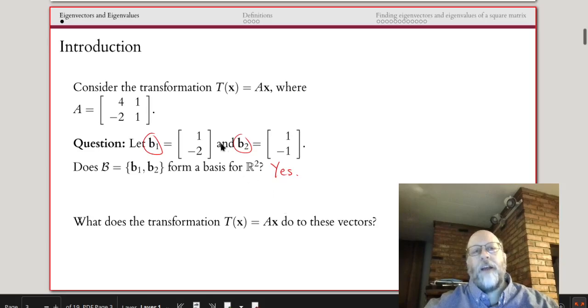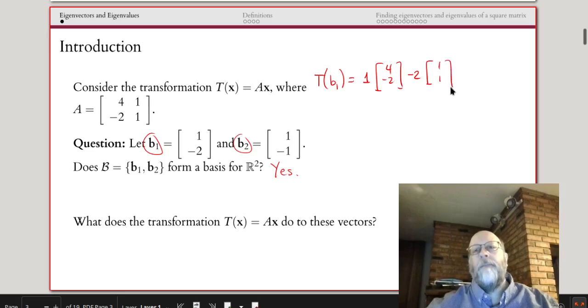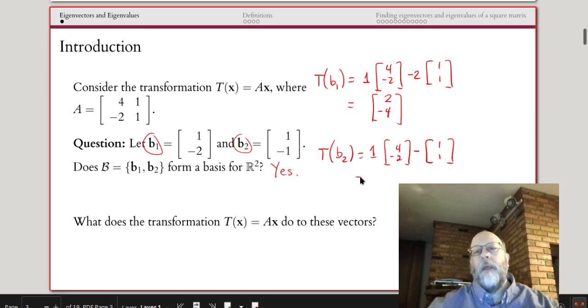What does the transformation do to these vectors? Well, we'll do some calculation here. The transformed version of B1, we're going to apply these entries in B1 as weights on these columns. So that's 1 times the first column and -2 times the second column. So in the top row, that's 4 minus 2 is 2. And the bottom row, that's -2 minus 2 is -4. And in the second vector, B2, my weights are 1 and -1. So that's 1 times 4, -2, minus 1 times 1, 1. In the top row, that's 4 minus 1 is 3. In the bottom row, that's -2 minus 1 is -3.